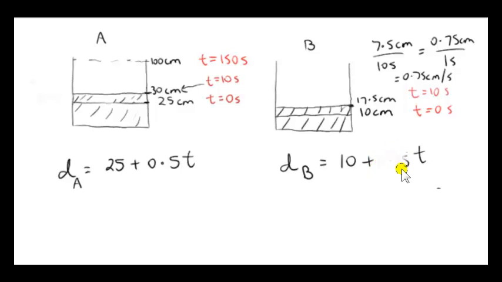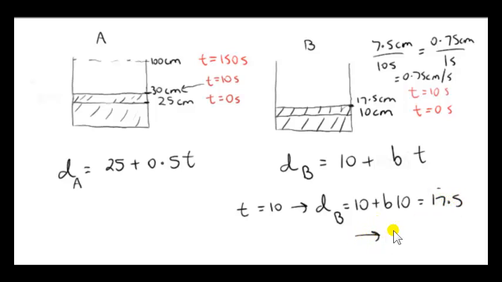Again, without knowing the rate, we could call this number something. Let's call it B, and say we look at the situation at t equals 10 seconds. Then the depth of the tank is going to be 10 plus B times 10, and we want that depth to be 17.5. If you solve this equation, B times 10 is just 10B. 17.5 minus 10 is 7.5. So B is 7.5 divided by 10, which is 0.75.